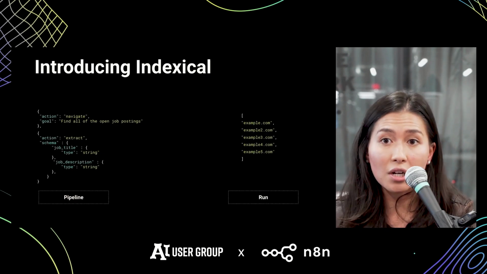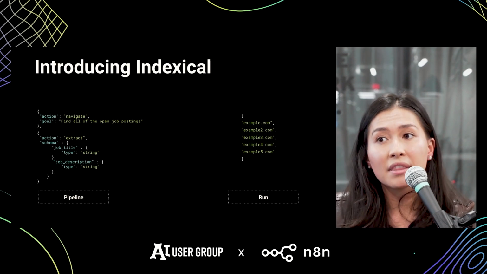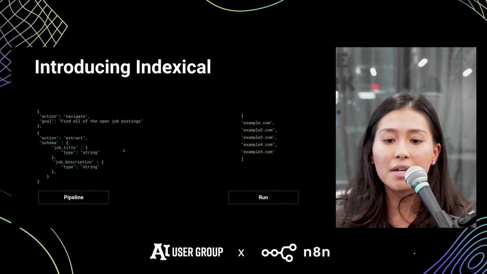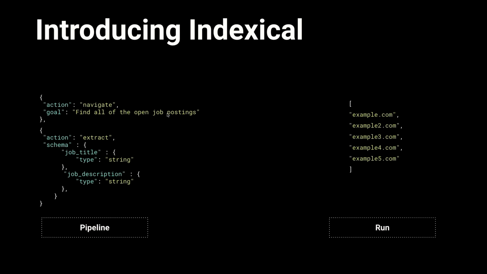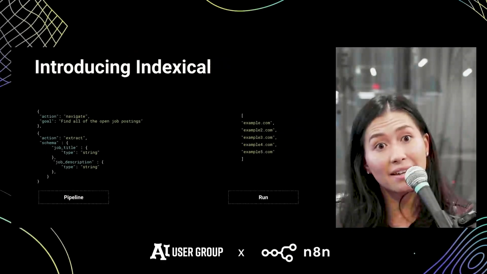So this is where Indexical comes in. We allow developers to construct a domain-agnostic pipeline that describes how to go from a URL to clean structured data that you can actually use. Each step in the pipeline has a natural language goal and a specific action. And then you can run that pipeline across an arbitrary set of URLs, in this case, example 1, 2, 3, 4, or 5. Behind the scenes, what happens is we will take each of these URLs and each step in the pipeline and map that to the relevant set of actions and selectors in order to be able to accomplish the task.